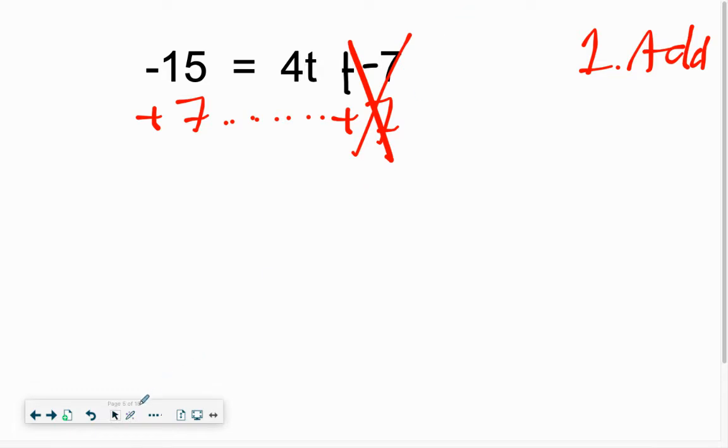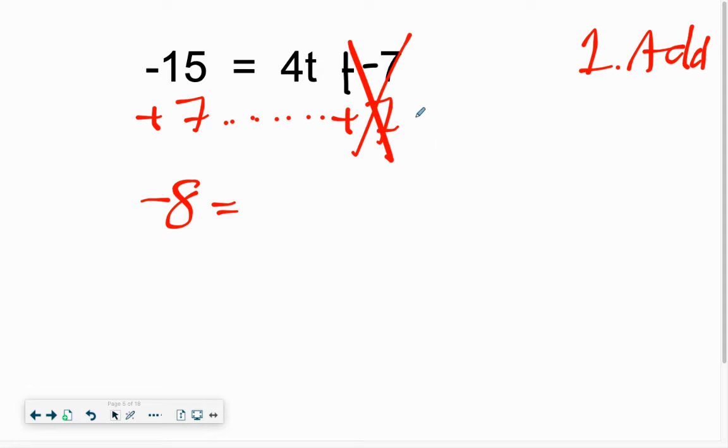If I were to put a pencil down, or in class I always do this with my magic pen, if we put a big old line here, there should be a +7 on the left side of the equals and a +7 on the right side. That's the addition property of equality. We did that. Mental math, careful, that's a -8. And what remains on the right side?